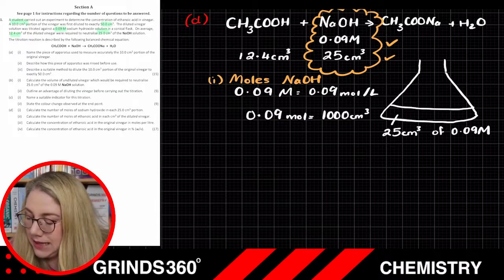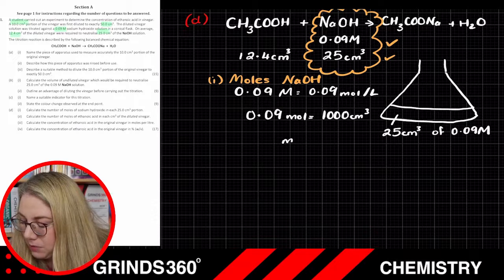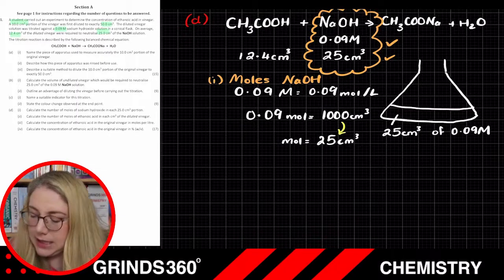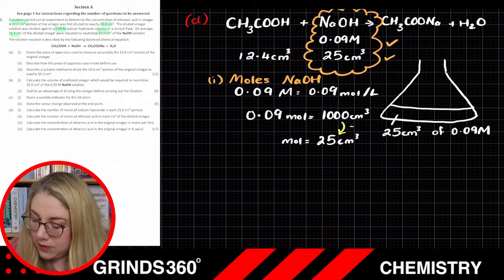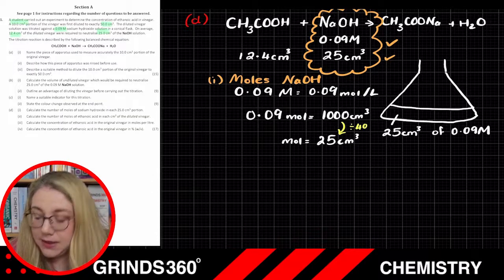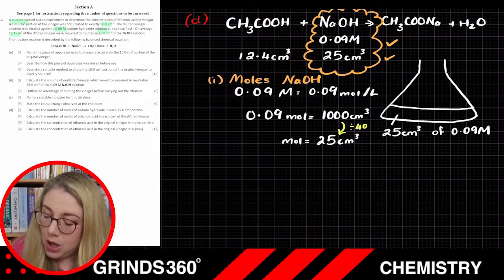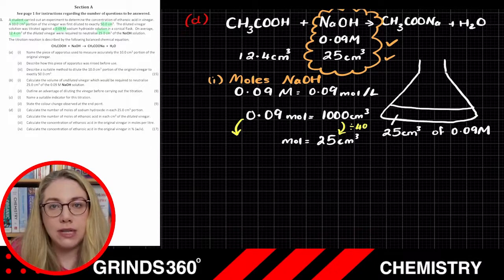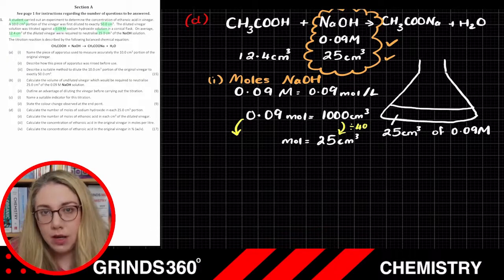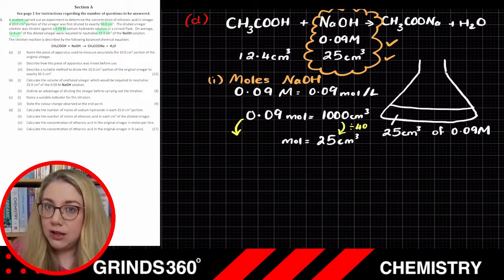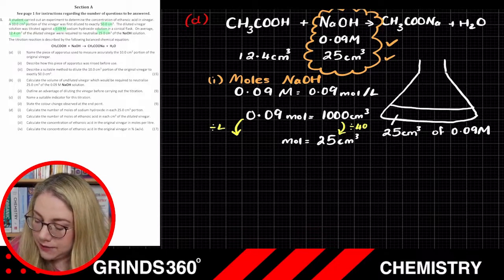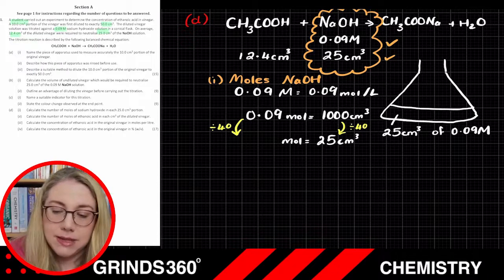Now for part 1, we're asked for the moles of sodium hydroxide in 25 centimeters cubed. Well, if that's the moles in 1,000 centimeters cubed, I want how many moles are in 25 centimeters cubed. So how do I work it from 1,000 down to 25? To get from 1,000 down to 25, you divide by 40. You can divide by 1,000 and times by 25, it's the same thing. Whatever we do on the right-hand side, we have to do on the left, because all we've done is moved your liquid from one place, the volumetric flask, into the conical flask. You haven't changed the concentration, you have just moved it. So whatever we do on the right, we have to do on the left to keep that ratio the same.